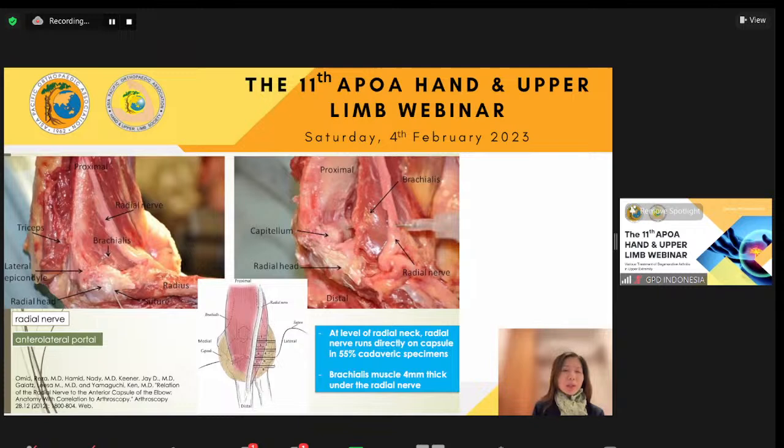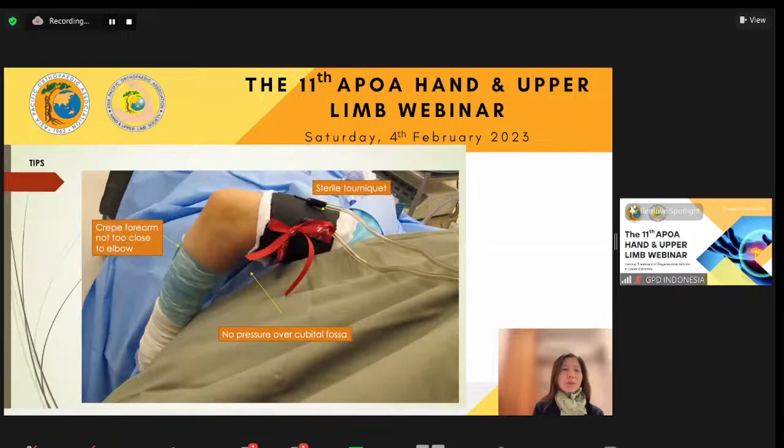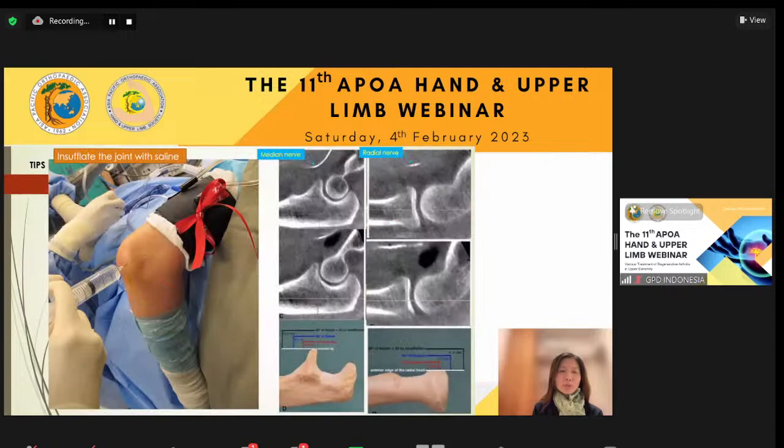For the deeper nerves, including the radial, median and also the ulnar nerve, we have to be familiar with the surface anatomy so that the portal won't hit onto the nerve, and be familiar with the relationship of the portal site and the nerve. And with a sterile tourniquet, the draping can be easier with a bigger operative field exposed so that we can make sure that the anterior side of the elbow is relieved and the nerve won't be pushed close to the capsule.